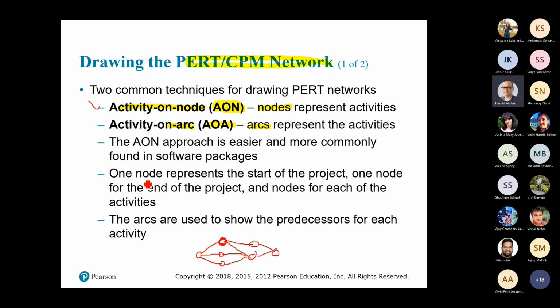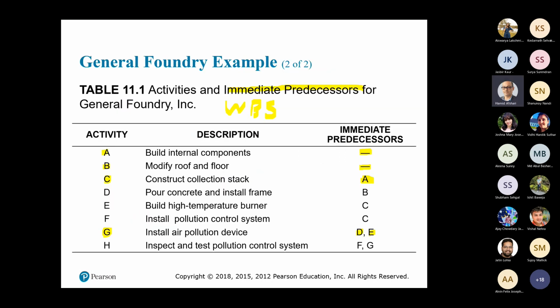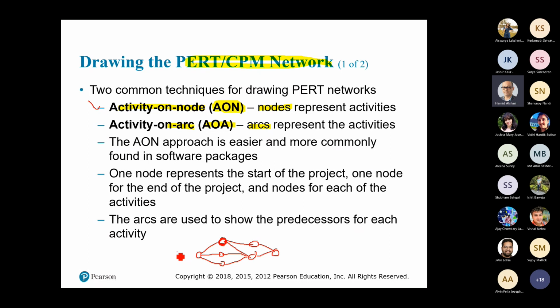And one node represents the start of the project and one node for the end of the project. So do you see any start node and end node here? Yes or no? Yes. What is the start node? You don't see anything here. Okay, so start node and finish node are two extra nodes that we will add in order to draw the CPM paired network.